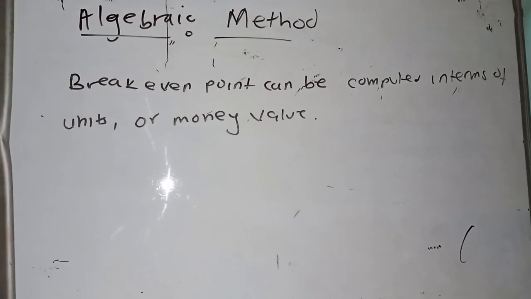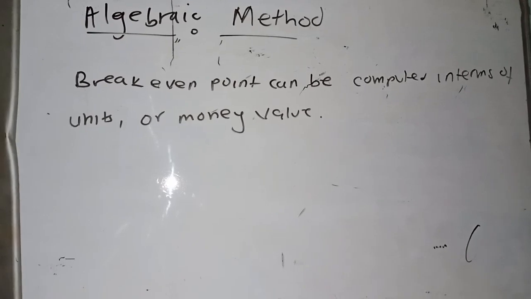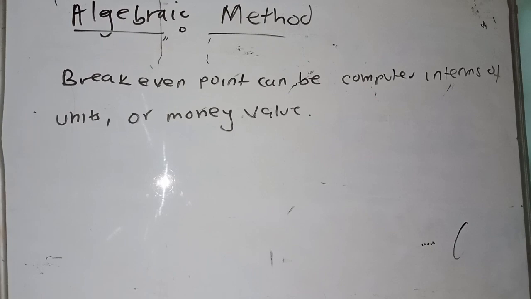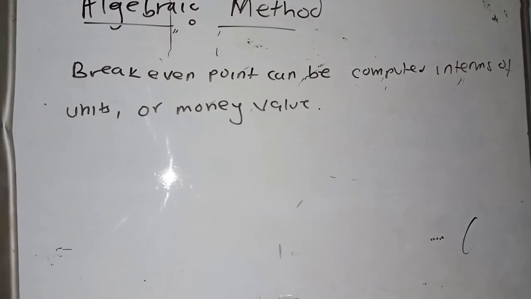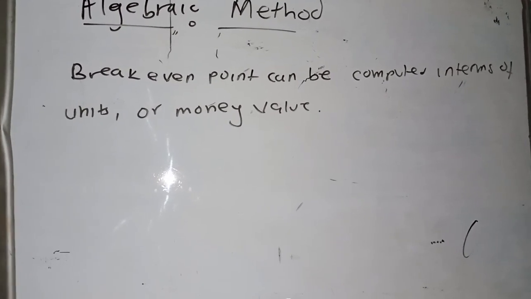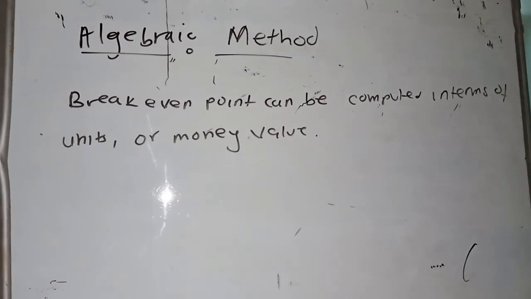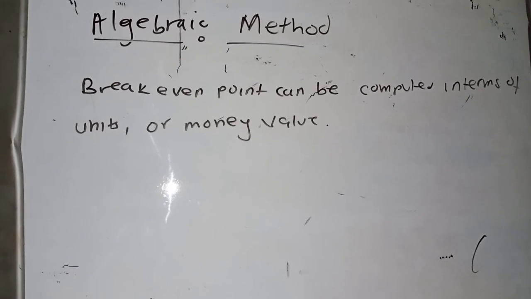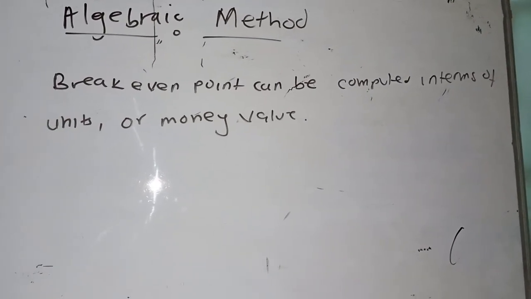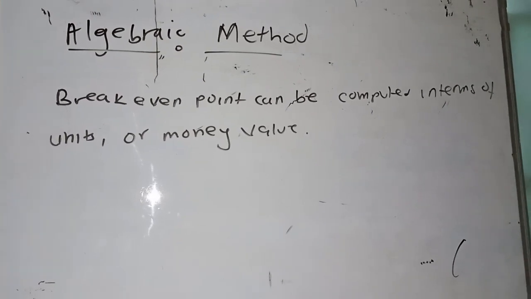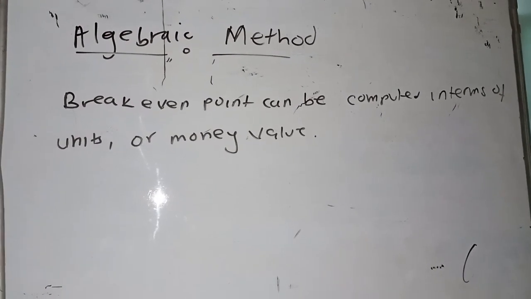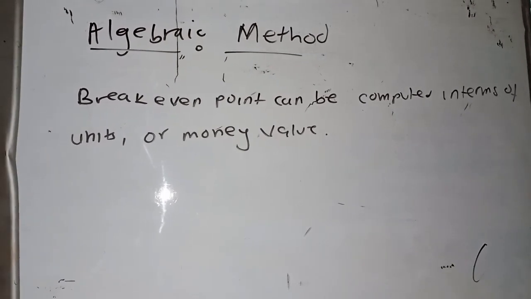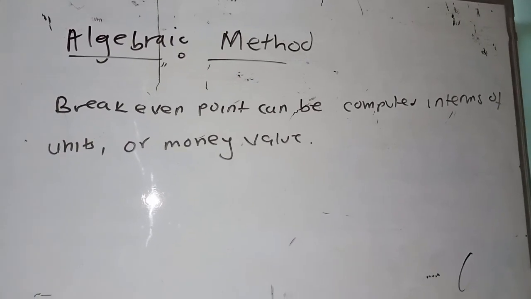Now under the algebraic method, it's better considered than the graphical method. In this case, our break-even point can be computed in terms of units or money value, as you had seen in the other video. There, you could just draw a graph under the accountant's model and the economist's model. But now under the algebraic method, you're going to be able to calculate the break-even point in terms of units or in terms of money value. So I want us to look at those methods.